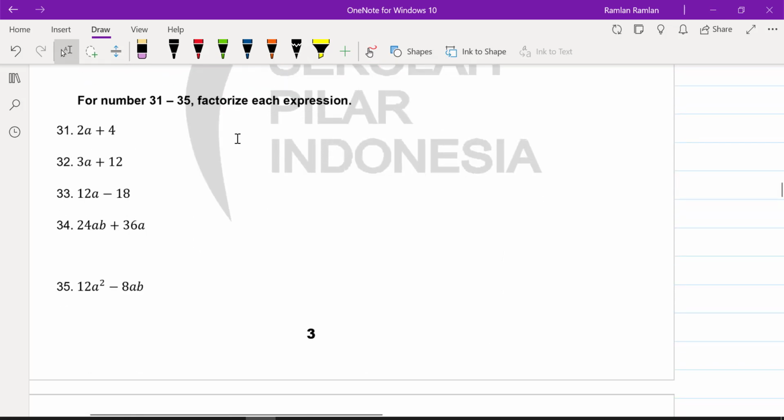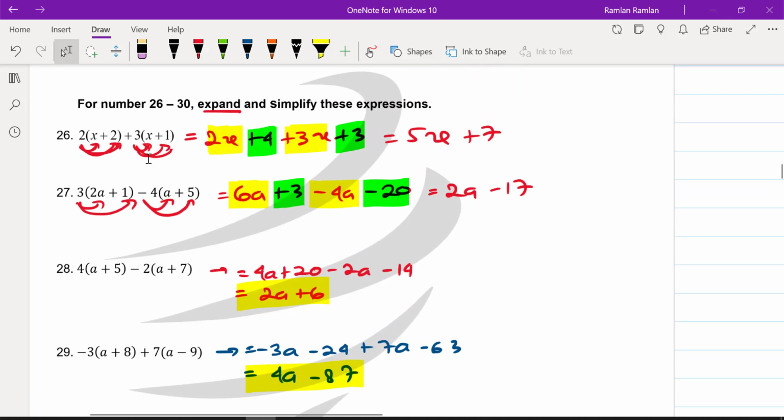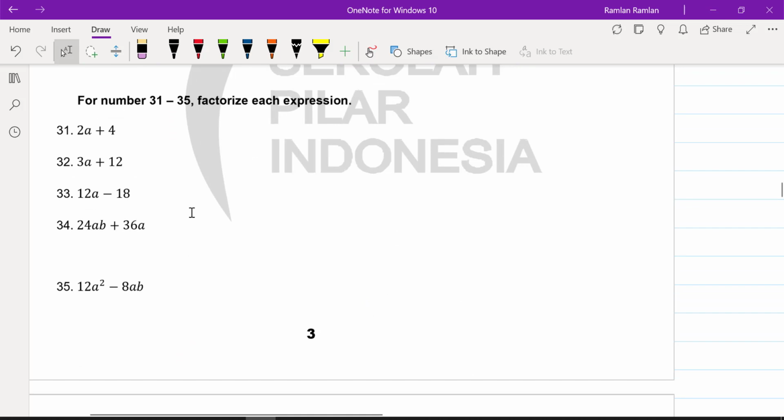For number 31 until 35, factorize each expression. So the concept of factorizing is the opposite of what we just did over here, expanding bracket, right? So in here, when we talk factorize, it means that we need to find the factors. When we need to find the factors, it means we're going to divide, right? So in here, for number 31, we have 2a plus 4. And the first thing that we need to see is, okay, how many terms do we have? We have 2 terms, right? And then see if they have the same exact factor.